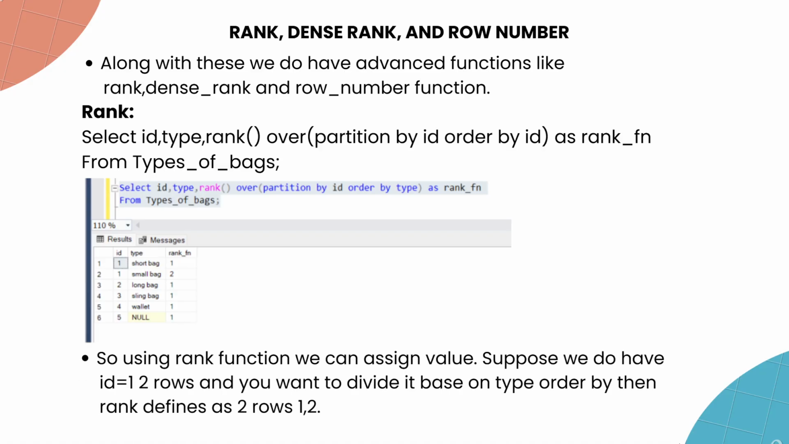So, using the rank function, we can assign a value. Suppose we have id equal to 1 with 2 rows and you want to divide it based on type. With order by, the rank defines the 2 rows as 1, 2.